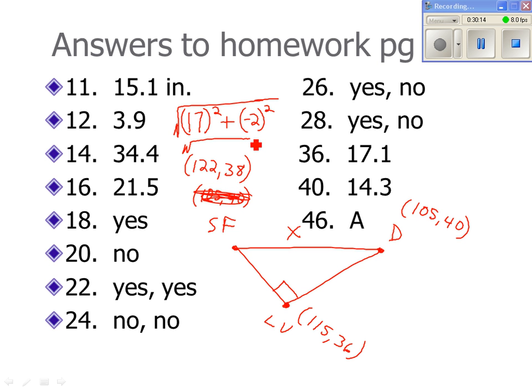I'm getting ready to throw something at you. I have a brick. 289 plus 4. Yes. 289 plus 4 is 293. What's the square root of 293?